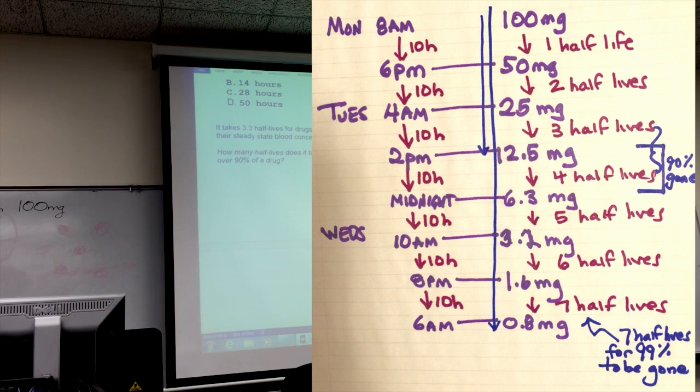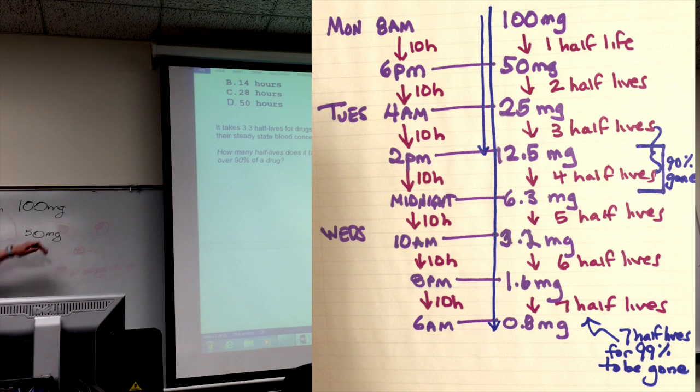So, this is how it works. We start at Monday at 8 a.m., and in this problem, the half-life is 10 hours. So 10 hours after 8 a.m. is what? 6 p.m. on Monday. Half of 100 is 50. Okay, so 50 milligrams is left. Now 10 hours later is what? 4 a.m. on Tuesday.